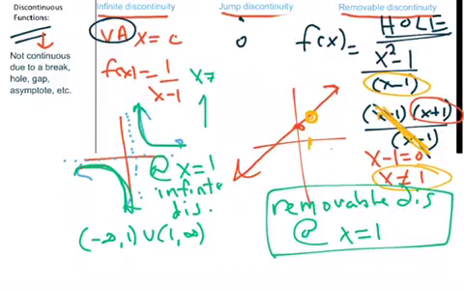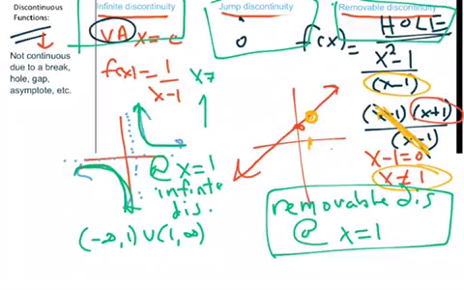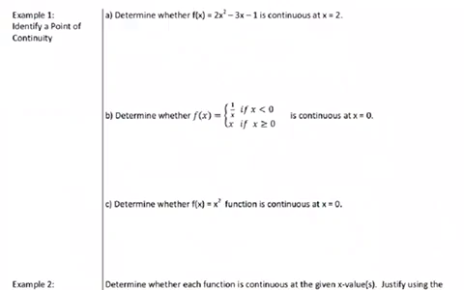Again, the key point, infinite discontinuity is for when you have a vertical asymptote. Jump discontinuity is when you have piecewise functions, and removable discontinuity is when you have a rational function that has a hole. Actually, we're going to do it right on this video because it's only 2 examples real quick.